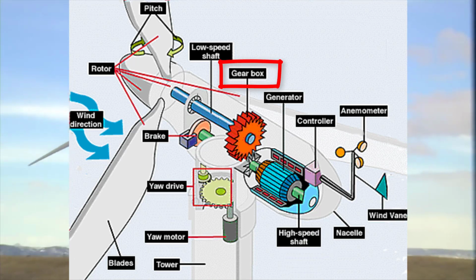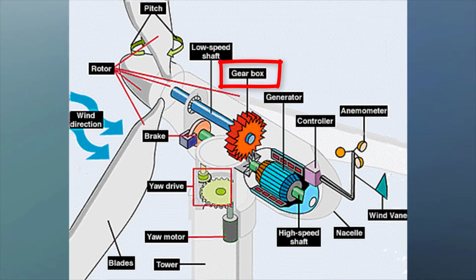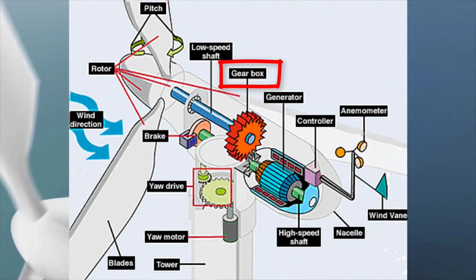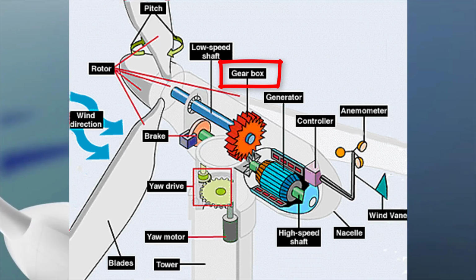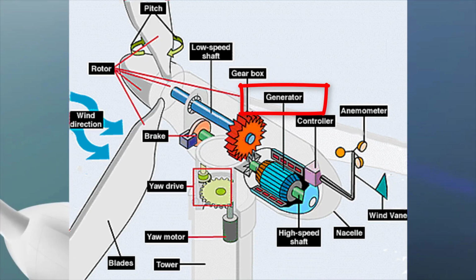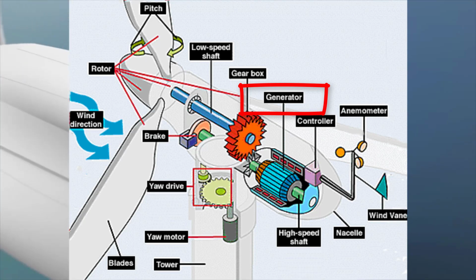Gears connect the low-speed shaft to the high-speed shaft and increase the rotational speeds from about 30 to 60 rotations per minute or RPM to about 1000 to 1800 RPM. The rotational speed required by most generators to produce electricity. Generator: used to convert mechanical energy into electrical energy.